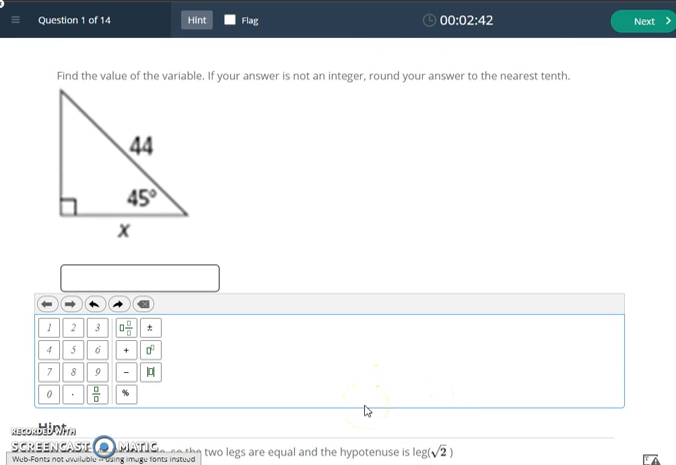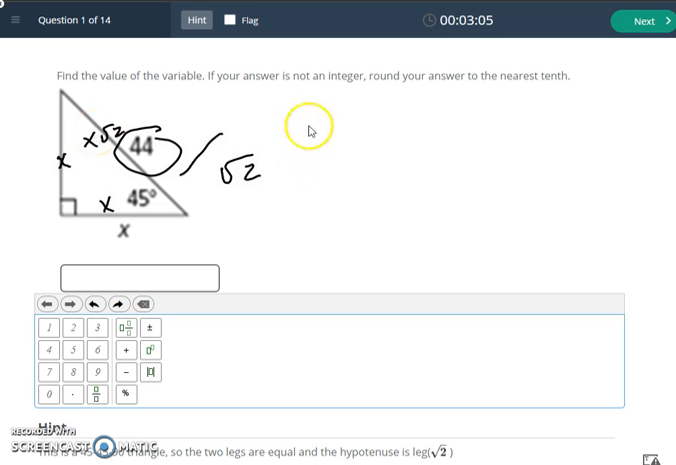So if I want to know the value of x, I'm going to take this 44 value here and divide by square root of 2. Because my legs are x, x, and x radical 2, that means that 44, which is my hypotenuse, is equal to x square root of 2. So to solve for x, I divide by square root of 2 on both sides. Using the calculator, x is equal to 31.1. So in your box, you would have 31.1.